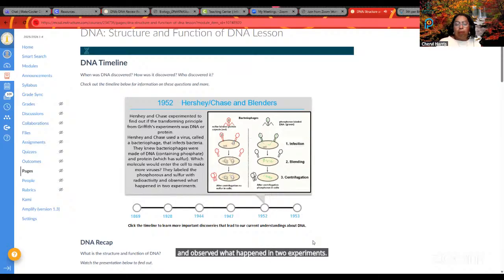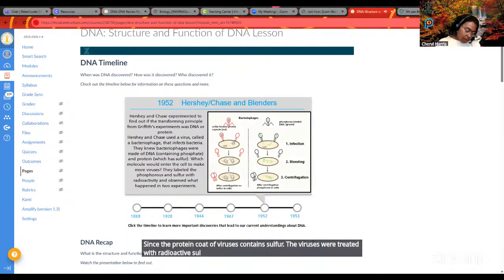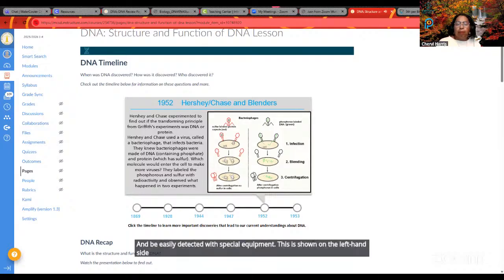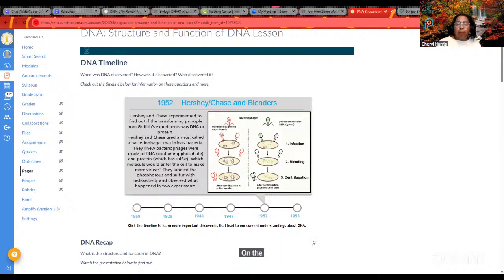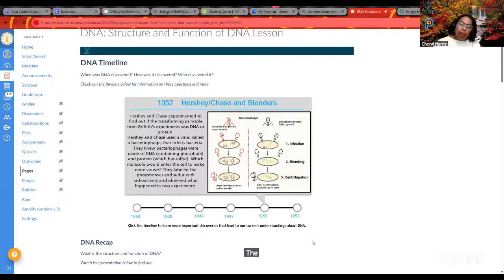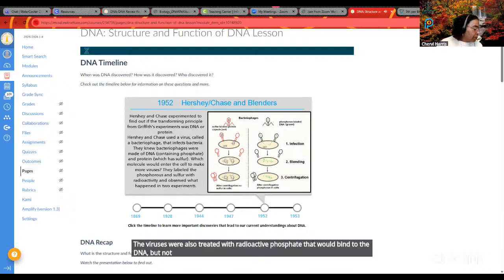Look at the diagram. Since the protein coat of viruses contained sulfur, the viruses were treated with radioactive sulfur that would bind to the protein but not DNA, and be easily detected with special equipment. This is shown on the left-hand side of the diagram. On the right-hand side, you can see that since DNA has phosphate molecules and not sulfur, the viruses were also treated with radioactive phosphate that would bind to the DNA but not the protein.